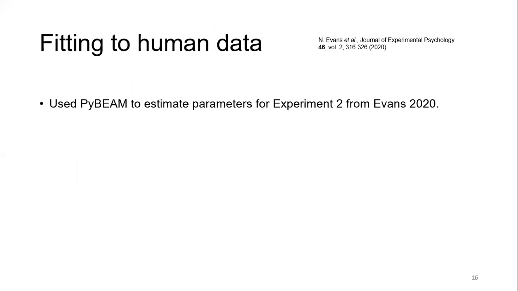Okay, so we've talked about doing this for simulated data sets, and that's a good validation from where we're going, but we also wanted to do this with real human data. So what we did is we used PyBEAM to estimate parameters for experiment 2 from Evans 2020, a paper that was doing a coherence experiment. Now, we also did this for other experiments within Evans, which will be in the publication for this work, but we're only going to report experiment 2 for brevity here.